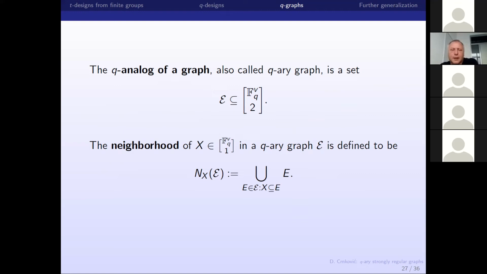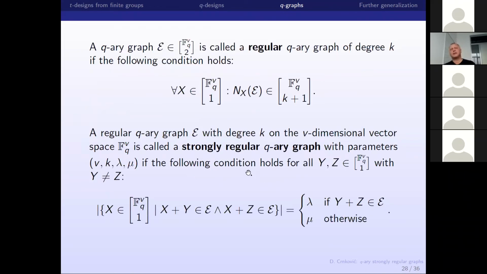This is an analog of a simple graph, where the edges are just 2-subsets, and the neighborhood of some 1-subspace is defined to be the union of all the edges containing that 1-subspace X. And then we say that a Q-ary graph is called regular if these neighborhoods, which are defined as unions of edges, are, for all vertices, all 1-subspaces, actually subspaces of dimension k+1.